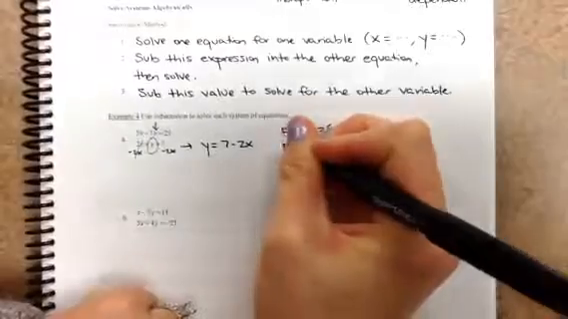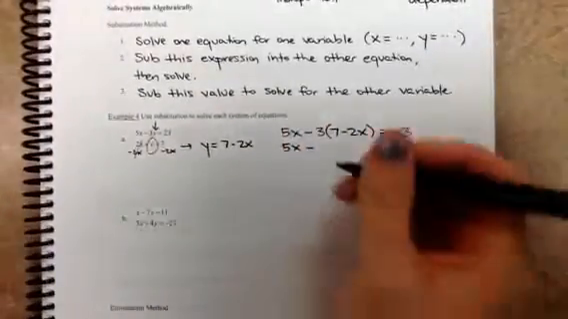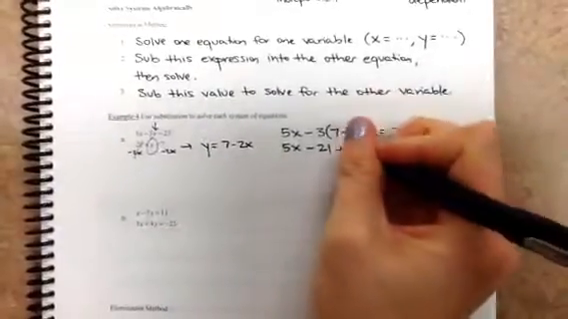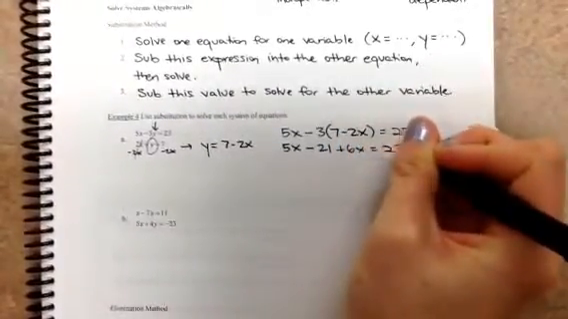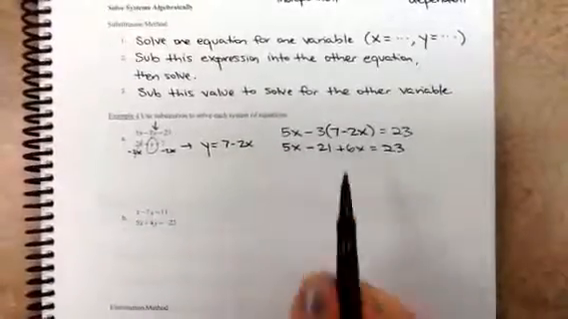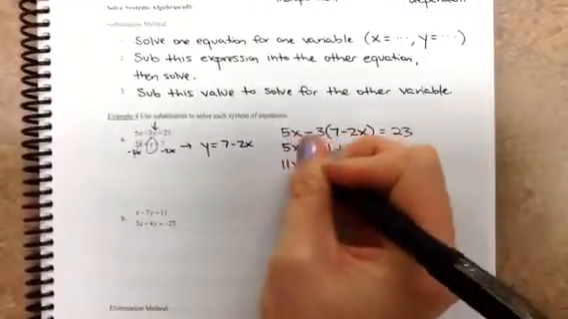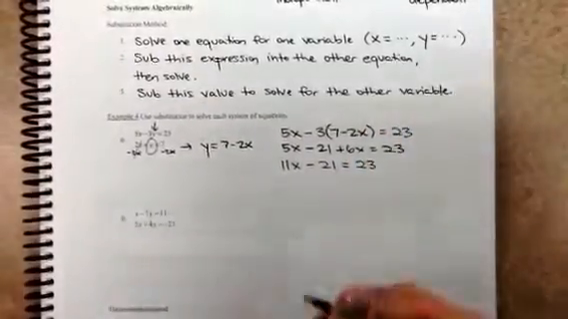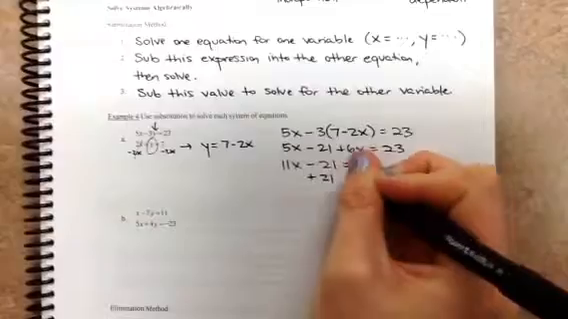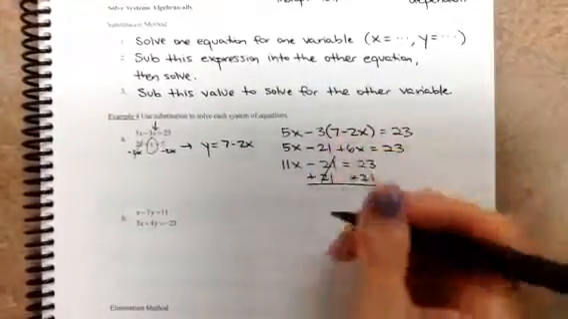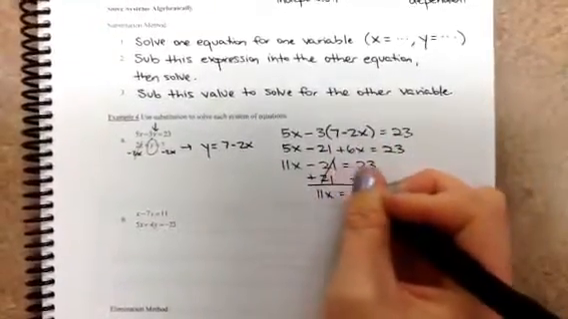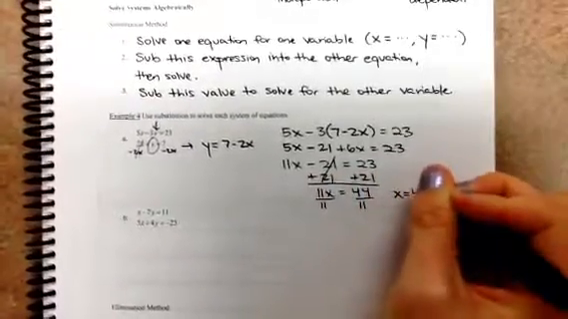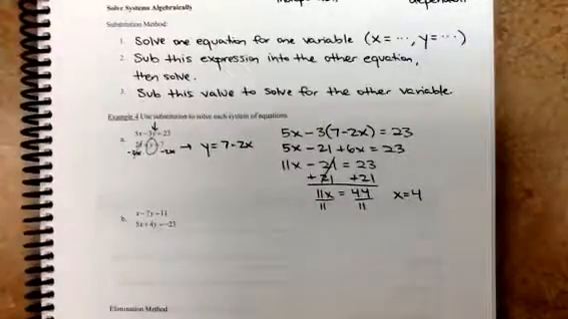So 5x doesn't change. I'm going to distribute this negative 3, so 21, and then negative 3 times negative 2x is positive 6x, equals 23. On the same side, I'm just going to add these like terms together, and I get 11x minus 21 equals 23. Next step would be to add the 21 to both sides. So I end up with 11x equals 44, and finally I'll divide both sides by 11. So I get 4. That's my first variable, first value.